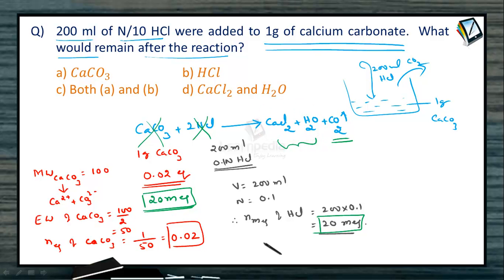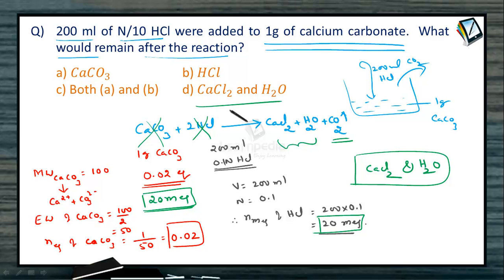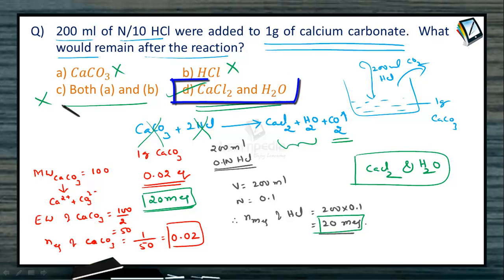So after the reaction, the substances left over will be CaCl2, calcium chloride, and another one is water. So these are the substances that remain in the solution. So D, if you can see, CaCl2 and water, therefore D is the answer. Calcium carbonate totally reacted, it will not remain. HCl totally reacted, it will not remain. So both A and B are also wrong. So D is the answer.